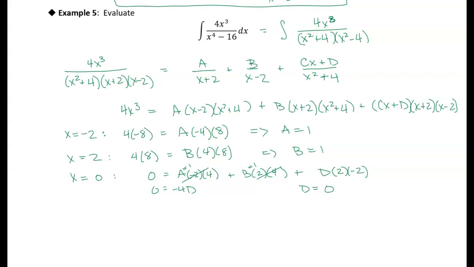I'm just going to choose another convenient value, and x equals 1 is a nice number to work with. On the left-hand side, I'll end up with just 4 times 1. Then I've just got to put everything in. So I have a times 1 minus 2, which is a minus 1, and then 1 plus 4, which is 5, plus b, and then I have 3 times 5, plus basically c plus d, but I know d is 0, and then this is going to be times 2 and times minus 2.